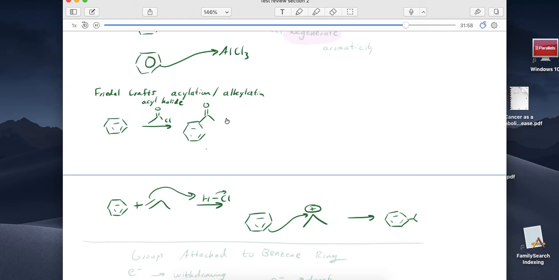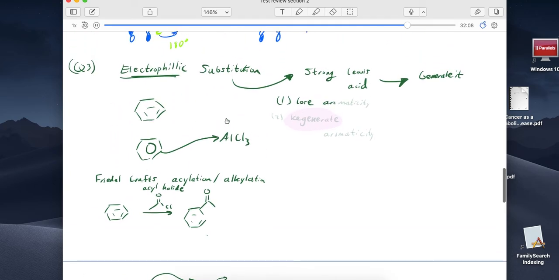So in each of these electrophilic substitution reactions, we're always going to lose aromaticity, and we're also going to regenerate aromaticity. This right here is the reason why the reaction goes forward. It's the driving force for the reaction.